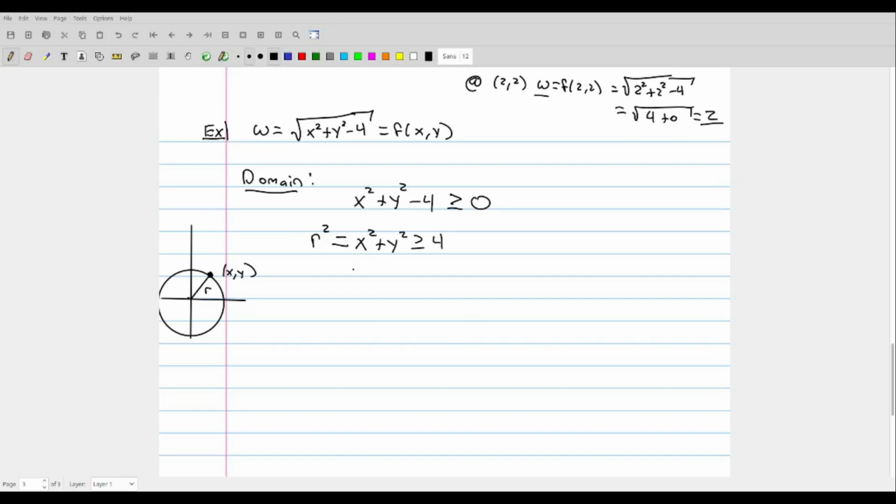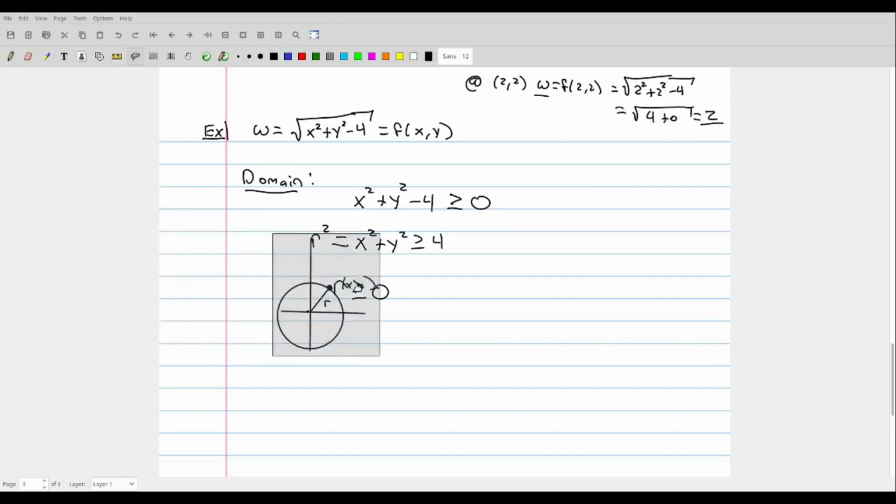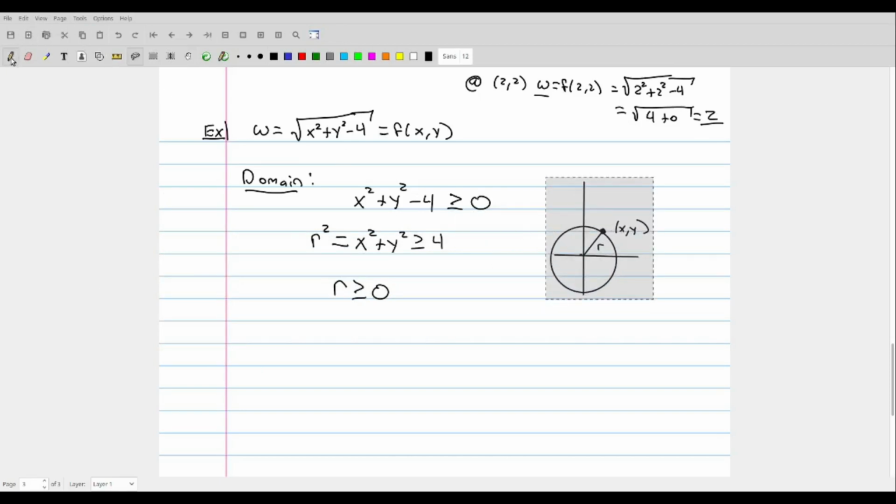So the condition that we have, because remember 4 is the same thing as 2 squared, is that r, the radius from the origin, has to be greater than or equal to 2. Oops, sorry, this should not be 0, but 2. We get this by taking the square root of both sides of this inequality. The domain of this function is all points outside the circle of radius 2. I'll move this drawing over a little bit so we can see it better.